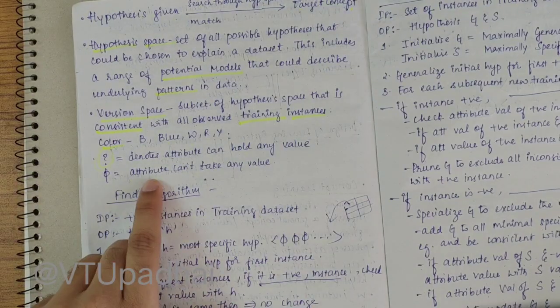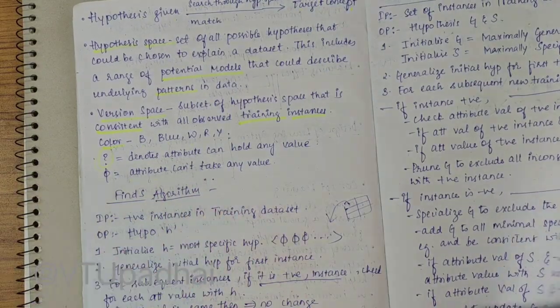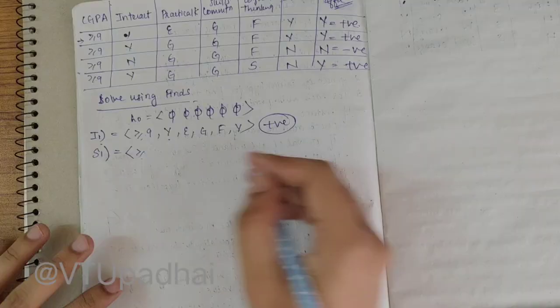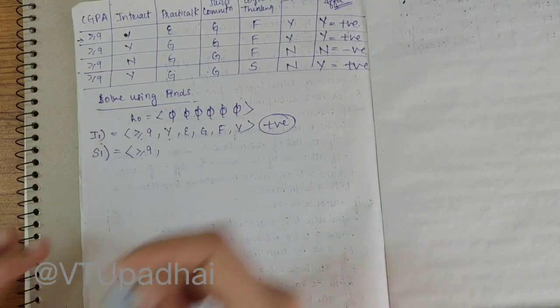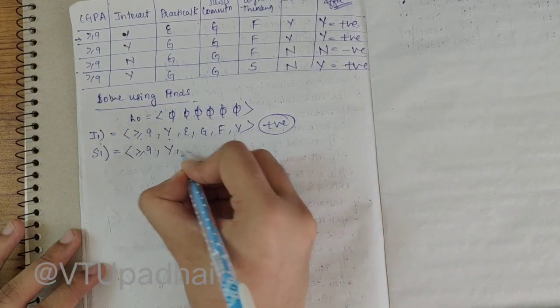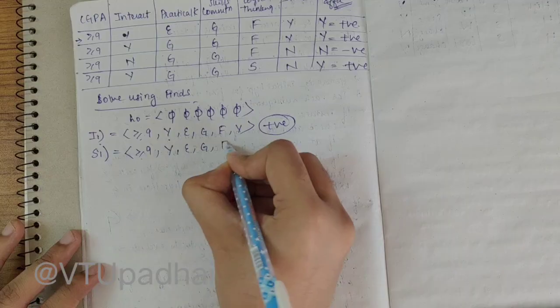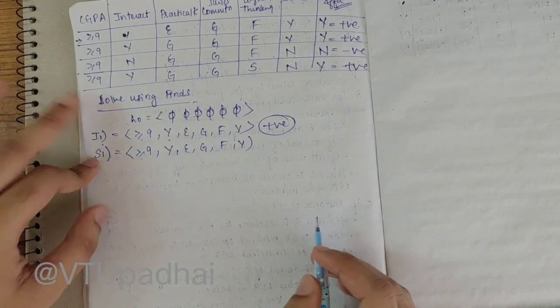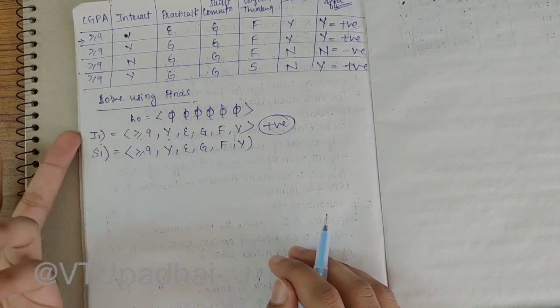Because φ says that the attribute can't take any value, but when we are comparing it with the first instance, it can take these values. Like we'll update it, right? So ≥9, Y, E, G, F, and Y. So I'm done finding the first H1 or S1 value.